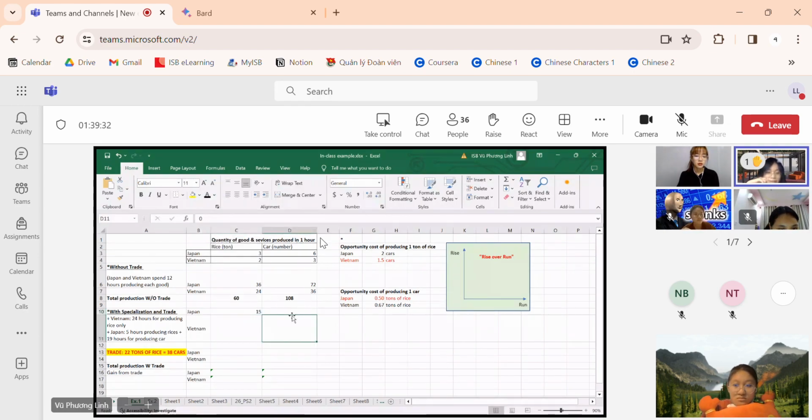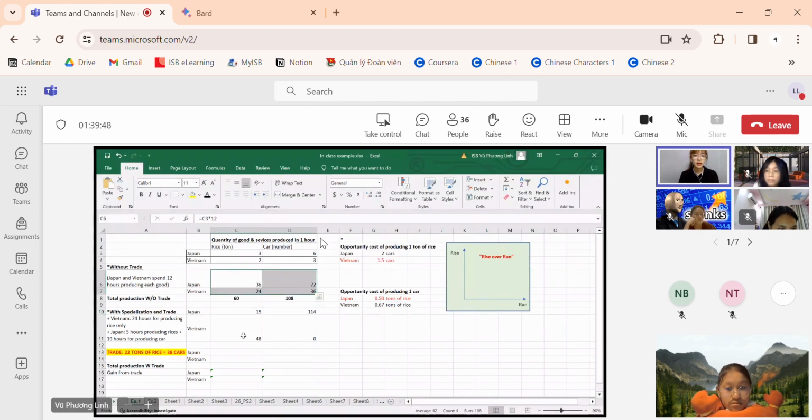114 numbers of car. Vietnam is 48 tons of rice and 0 number of car. Okay, 0 for car. All right, correct, right? Yes, so you do it similarly to the previous calculation technique.